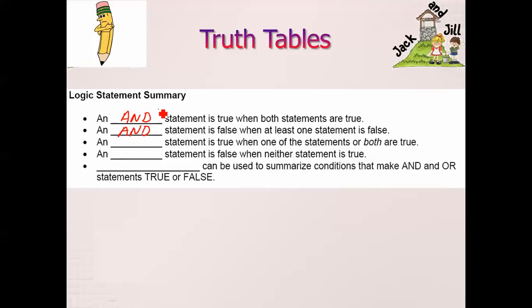This one could be, the first one is AND. Both of those are true when both statements are true. A blank statement is true when one of the statements or both are true. That's OR. A blank statement is false when neither statement is true. That's an OR statement.